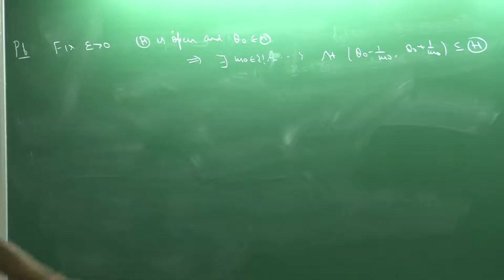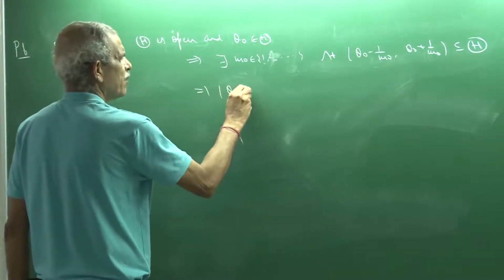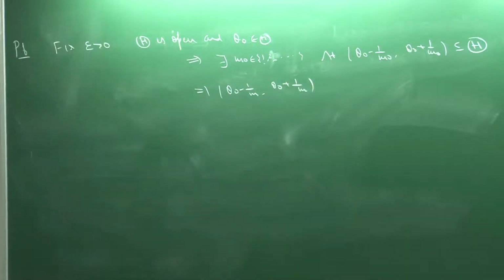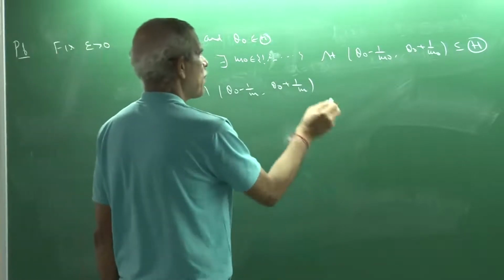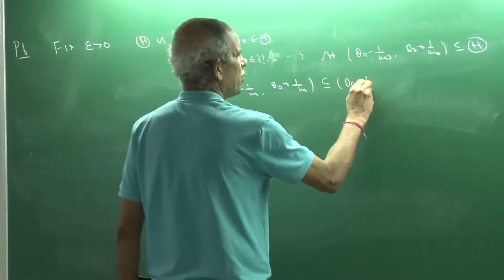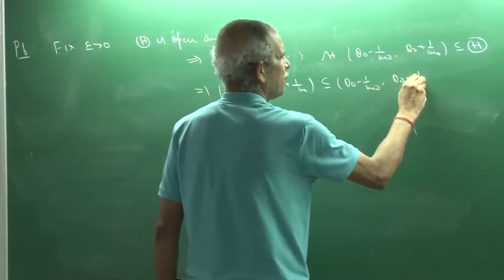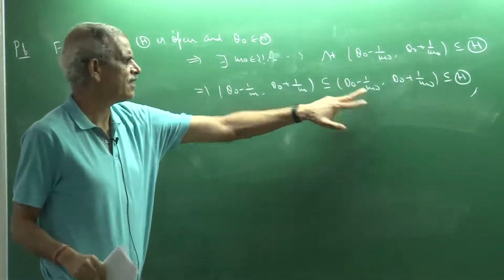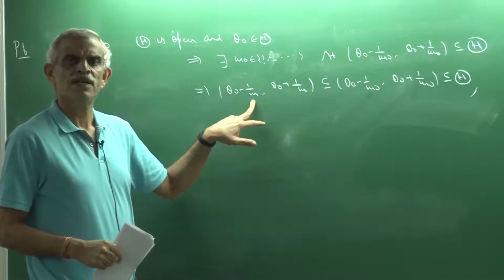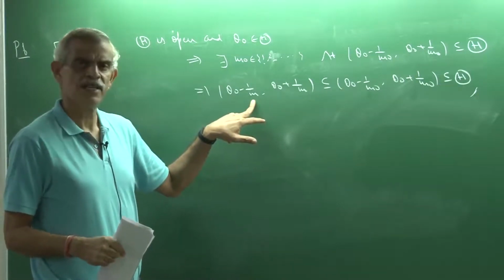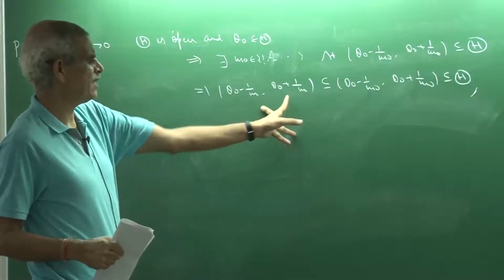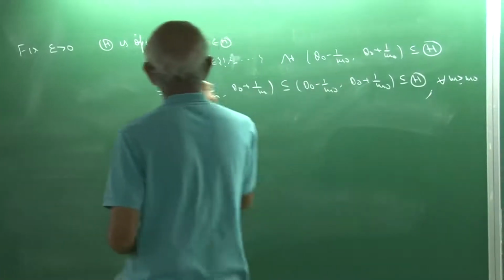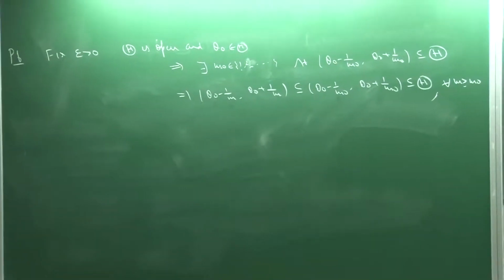If that is the case, this would imply that theta naught minus 1 upon m to theta naught plus 1 upon m would be contained in theta naught minus 1 upon m naught and theta naught plus 1 upon m naught, which would be contained in theta, provided this is totally contained in this. This would be totally contained in this if m is greater than or equal to m naught. If m is greater than or equal to m naught, you can see that this set is contained in this. So for every m greater than or equal to m naught, there exists m naught such that this happens.